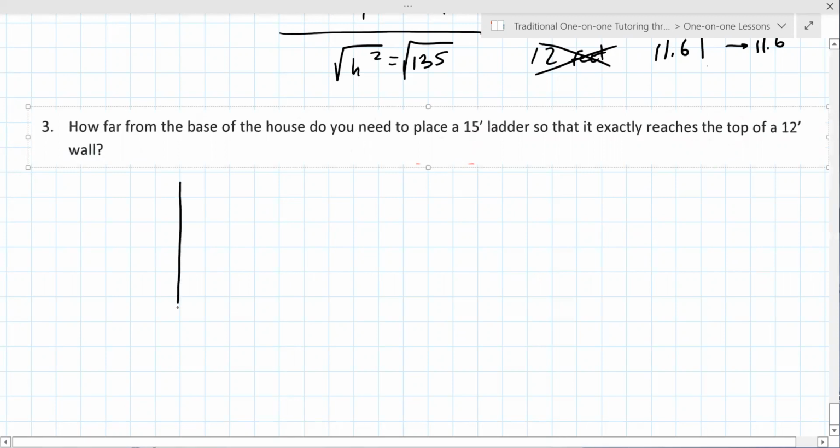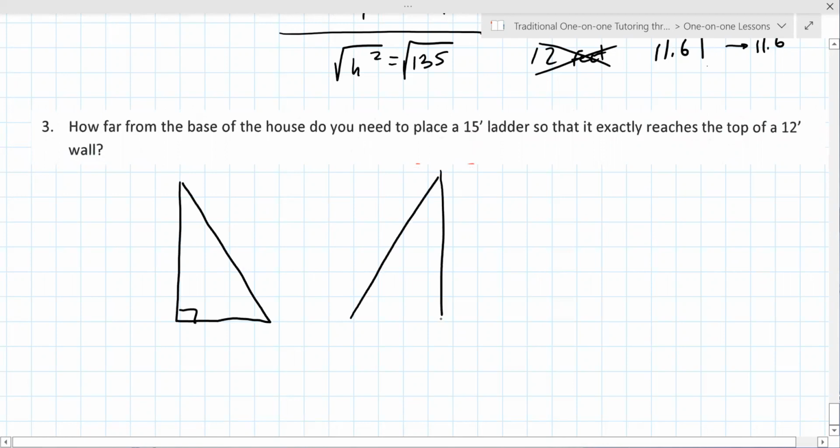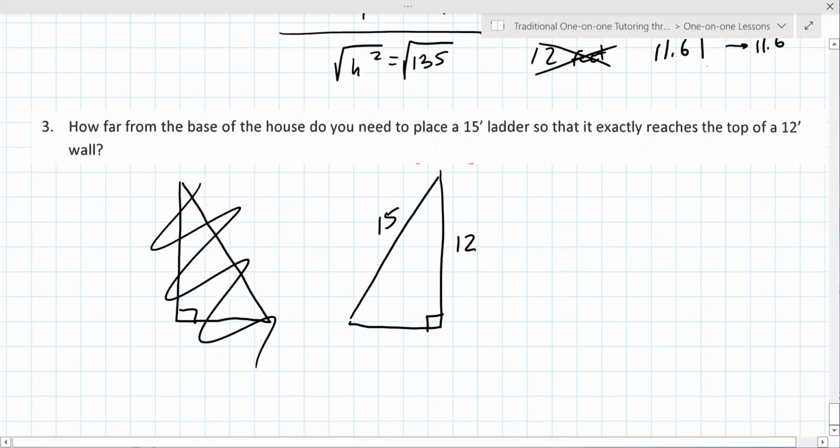All right, there are two possibilities, I think, reasonably. It depends on which way you want to orient it. Which triangle did you draw, the one on the left or the right? The right one, okay. So the 15-foot ladder goes here and the 12-foot wall goes there. And then you're trying to find X. Does that look like your picture? I'm rushing a little just to get through this problem, but it's okay if it doesn't.